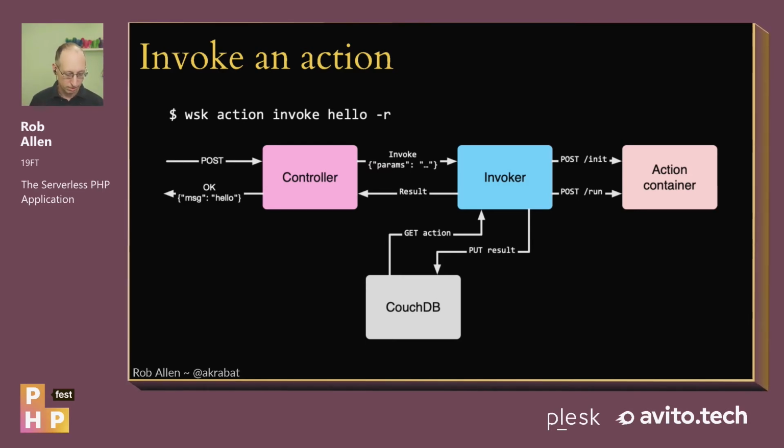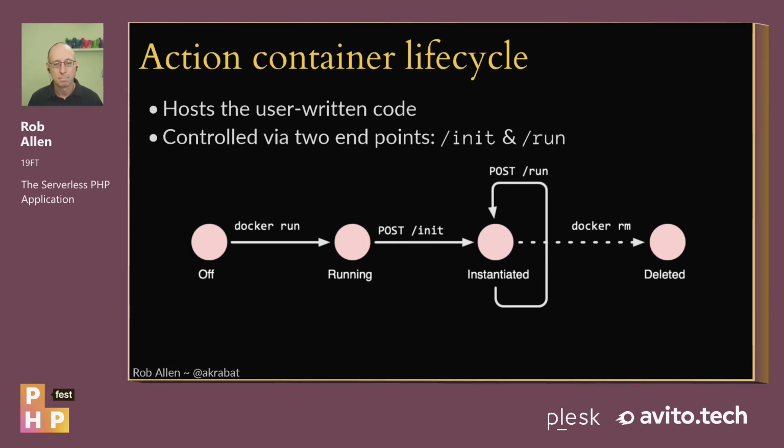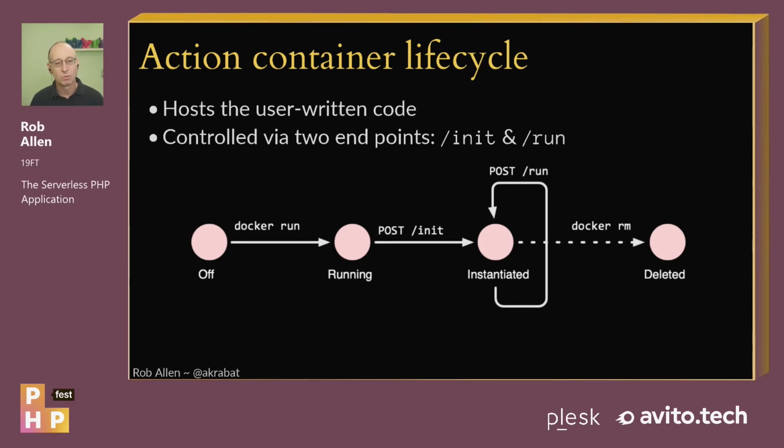So what about that container itself? The action container holds your code. It has two endpoints, init and run, as we said. So firstly, we start the Docker container running. Once it's running, we post the init endpoint, which loads the source code. And then once we've got instantiated source code, we can run that source code again and again and again, as often as we like.